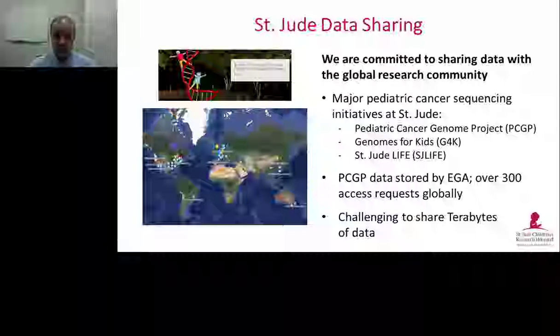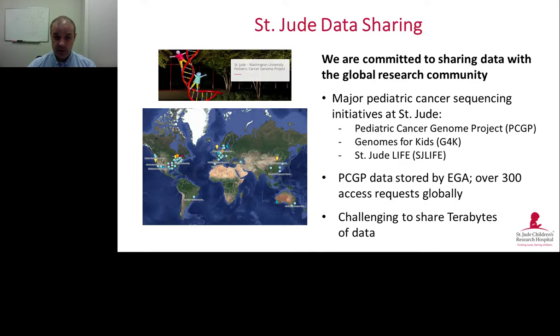So, driving all of this is our desire to share data with the global research community. St. Jude is committed to sharing that data as we're committed to finding cures for pediatric cancer and other rare and catastrophic diseases of childhood. We were among the first to start sequencing large numbers of whole genomes and whole transcriptomes with the Pediatric Cancer Genome Project, which began almost 10 years ago. Since then, we've done a lot more sequencing, namely with the three studies that I list here: the Pediatric Cancer Genome Project, the Genomes for Kids study, where we took whole genome sequencing into the clinic, and the St. Jude Lifetime cohort, where we followed thousands of long-term cancer survivors and also performed whole genome sequencing on them.